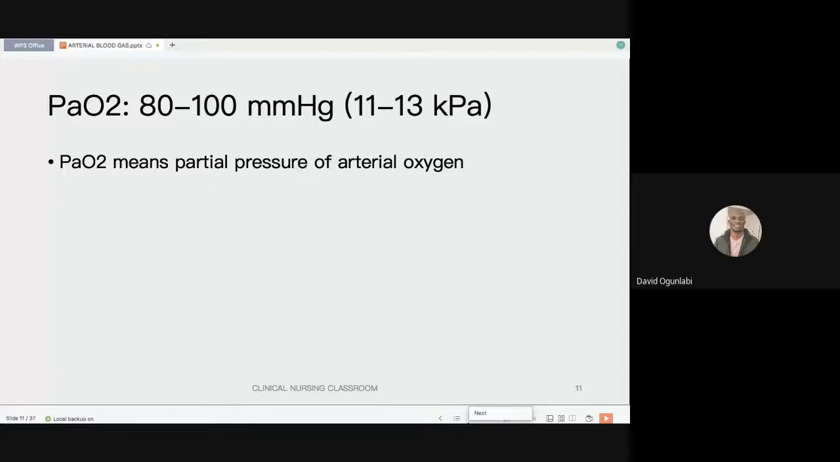And then bicarbonate. Bicarbonate is measured in millimoles per liter, and the normal level is between 22 to 26 millimole per liter. Okay.